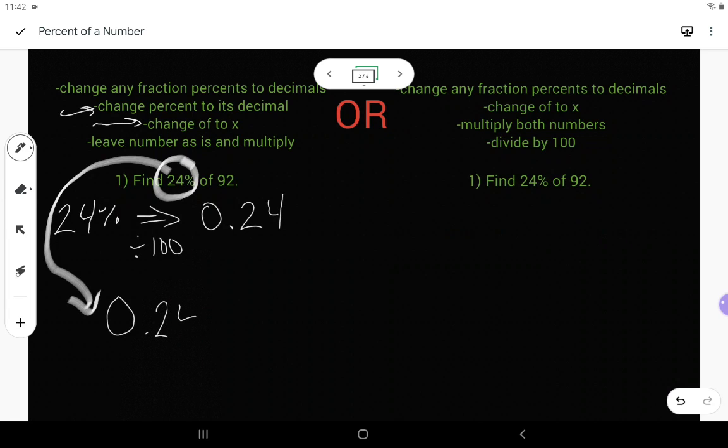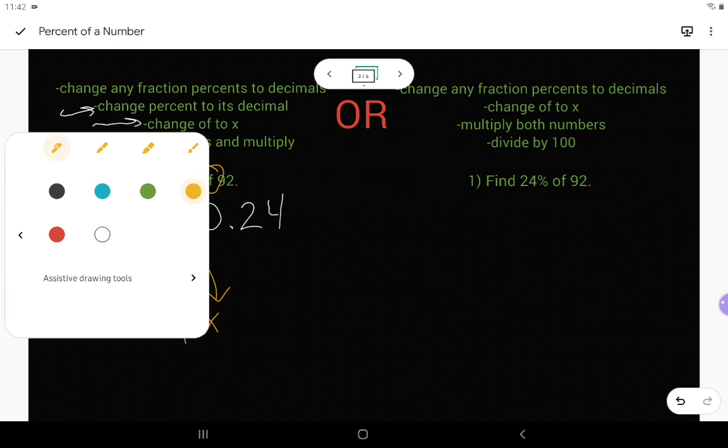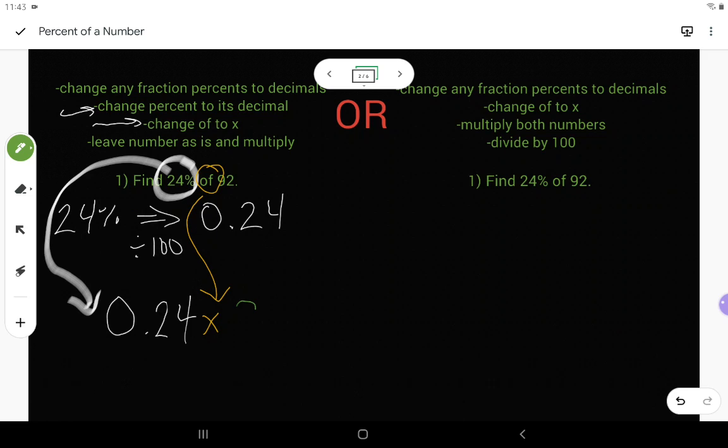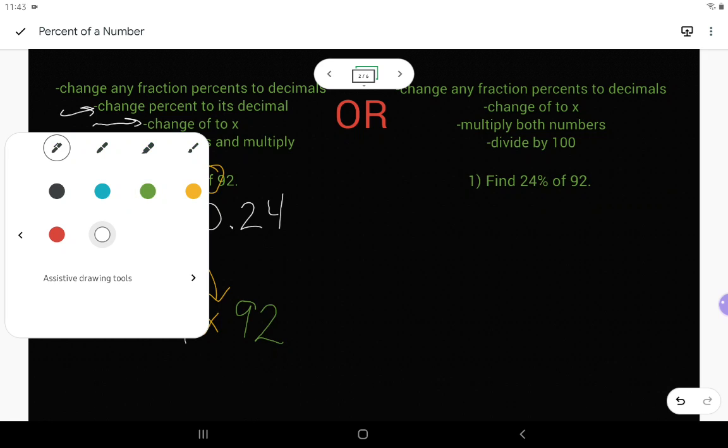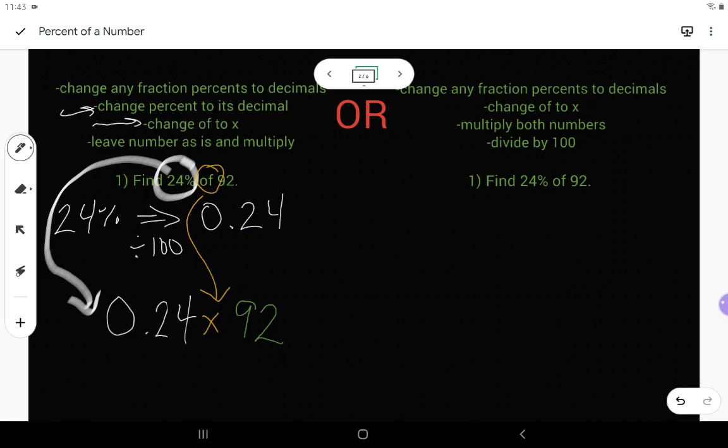Then I'm going to take that word of and rewrite that as a multiplication. So I take that word of, and I write it as a multiplication sign. And then the last thing I do is I take that number 92 and just leave it as 92. And that's what I'm going to type into my calculator. So I'm going to go 0.24 times 92, and when you type that in, it gives you 22.08.